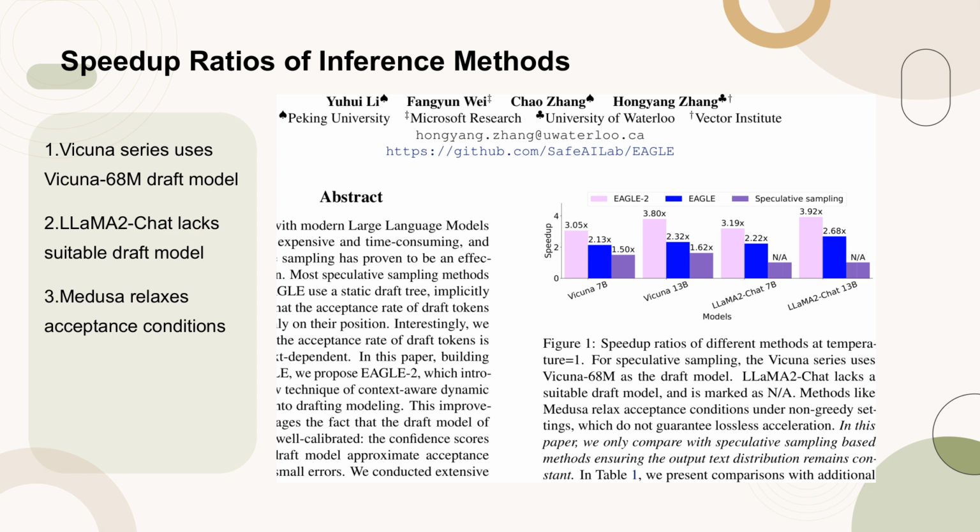Notably, the Vicuna series employs Vicuna 68M as its draft model, while Llama 2 Chat does not have a suitable draft model, hence marked as not applicable. Additionally, methods like Medusa modify acceptance conditions under non-greedy settings, which compromises the guarantee of lossless acceleration. This study exclusively contrasts speculative sampling methods that maintain the output text distribution.